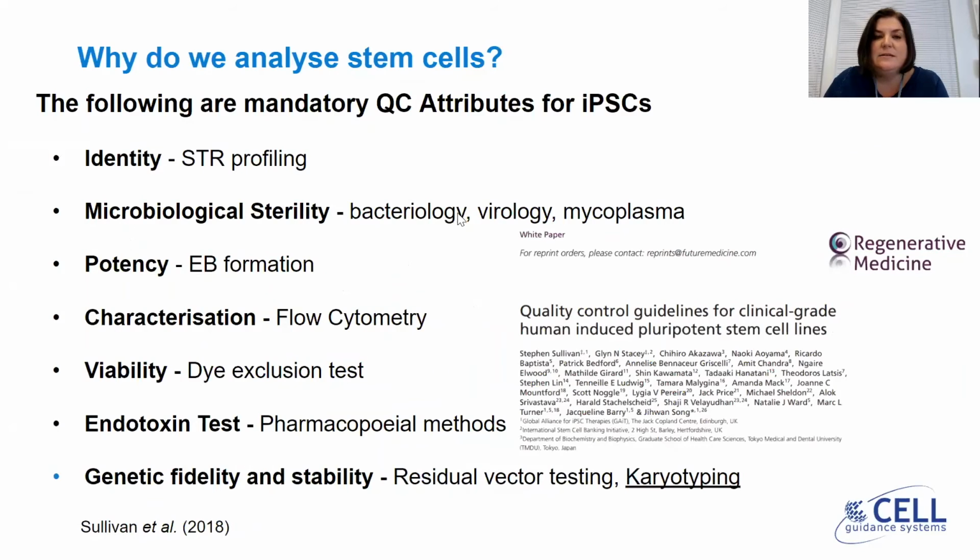So why do we analyze stem cells? The white paper that came out in 2018 listed a number of mandatory QC attributes for iPSCs. And at the bottom, you'll see that under genetic fidelity and stability, we have residual vector testing and karyotyping. Residual vector testing is just to make sure that your vector has not integrated into your host cell genome. And of course, karyotyping we have discussed.